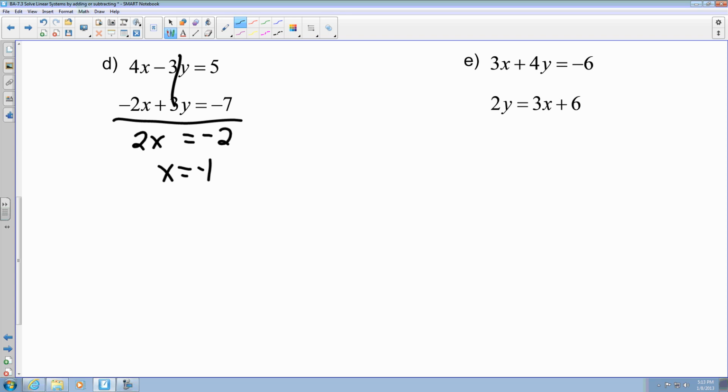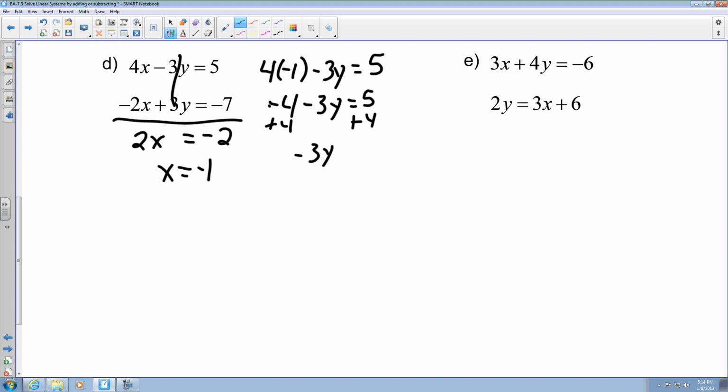Substitute back into the original equation. I have 4 times negative 1 minus 3y equals 5. Negative 4 minus 3y equals 5. I'm going to add 4 to both sides. Negative 3y equals 9. And this y equals a negative 3. So my ordered pair here would be negative 1, comma, negative 3.